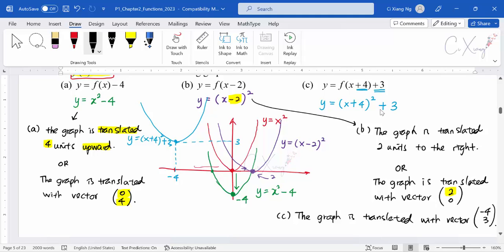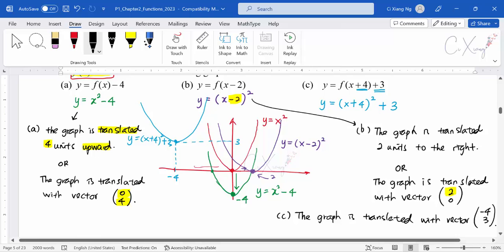Alright, okay, so this is one example to show you how we are going to sketch the translated graph, how to interpret the formula after translation, and also how to write it out in a sentence, how to describe the correct translation in a sentence. So this is what you have for example 2. Maybe you can proceed to example 3.